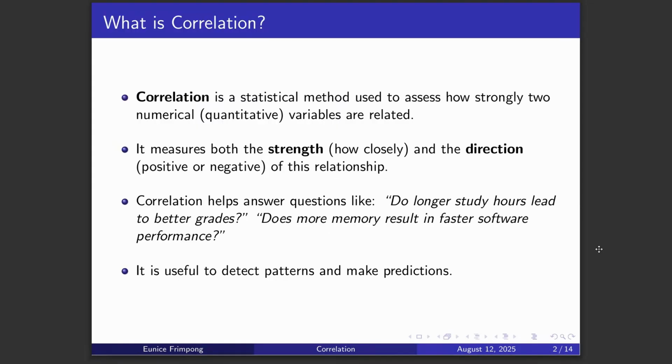What is correlation? Correlation is a statistical method used to assess how strongly two numerical, that is, quantitative variables are related. It measures both the strength, how closely, and the direction of this relationship. So correlation helps answer questions like, do longer study hours lead to better grades? Or does more memory result in faster software performance? Correlation is useful to detect patterns and make predictions.